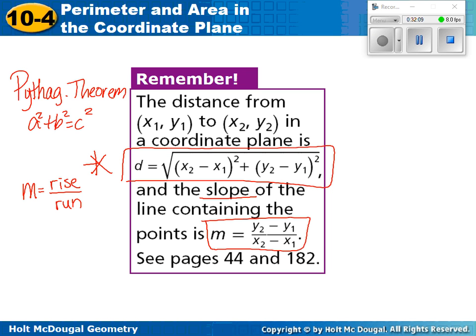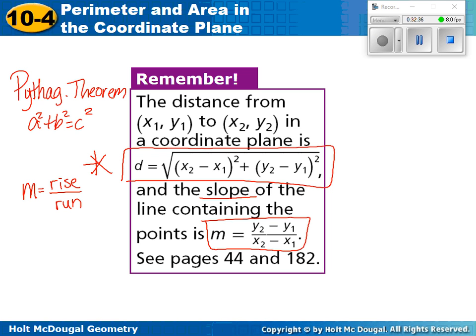And how many of those distances do we have? This distance is the same as this one, right? So we have 2 of those. And then we'll need to find this distance from G to H. And how many of those do we have? 2, because this side opposite, it's going to be the same. In a parallelogram, opposite sides are congruent. So let's start with GH. Let's find the distance from G to H.